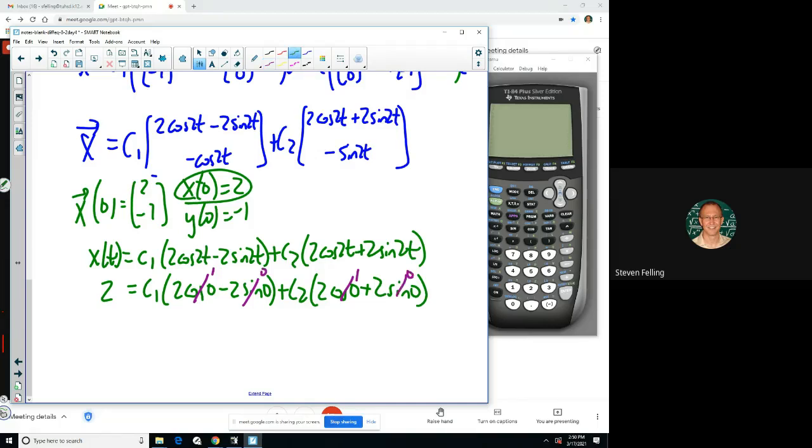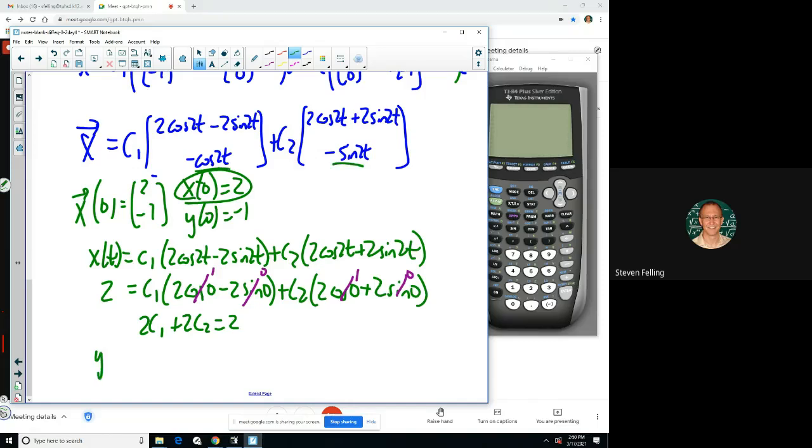So we end up getting that 2 times c1 plus 2 times c2 has to equal 2, right? So that's one equation. And then the other equation, I'm going to need the y. So let's use the second row values.